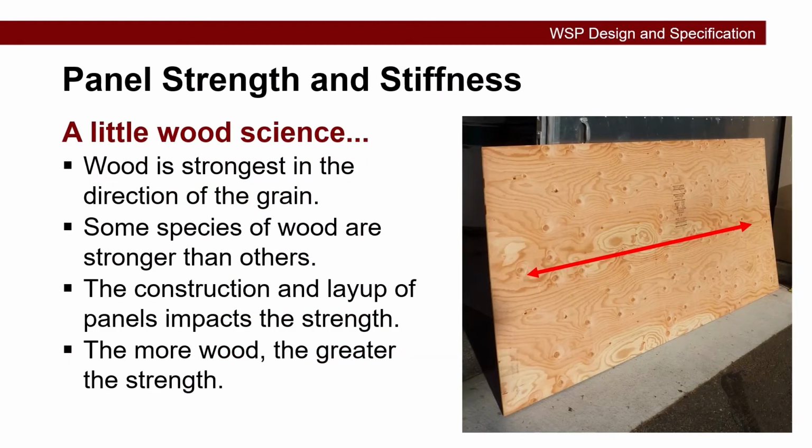Before we dive into the composition of plywood and OSB, it's important to understand some wood science principles. One point to understand is that wood is strongest in the direction of the grain, so the way it's loaded matters. Wood strength also varies among different species and grades. Therefore, the construction and layup of panels impacts the panel's strength. These variables are addressed in the PS1 and PS2 standards and are used to develop the span rating of the products. In general, though, the more wood or the thicker the panel, the greater the strength.